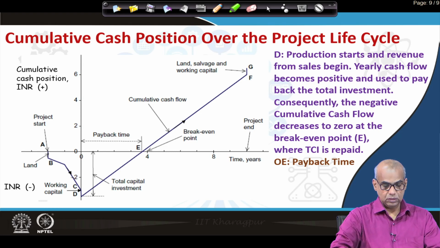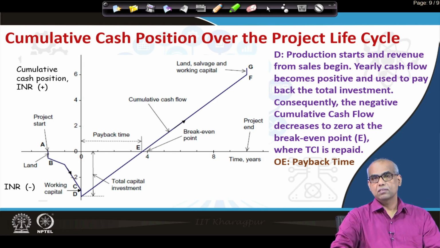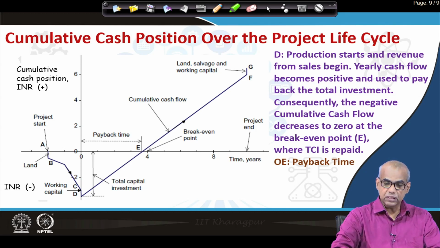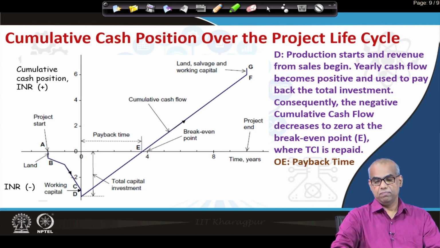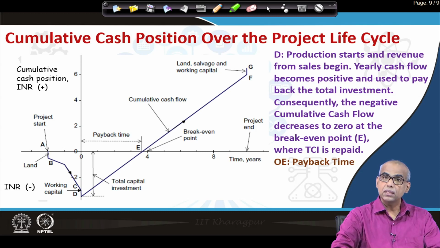Now, up to point D, you had a negative cash flow because you were only investing capital to your business. You have not started earning revenue. Now, after point D or starting with point D, production starts and revenue from sales begin. So, yearly cash flow becomes positive, and this is used to pay back the total investment.